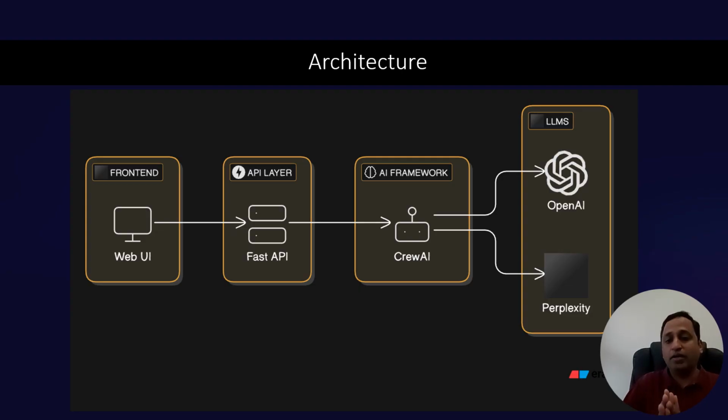Now, coming back to the architecture, it's kind of simple. You have a web UI, which passes the prompt or the request to the API layer, which is a FastAPI layer. This API layer invokes CrewAI, kicking off the CrewAI. CrewAI behind the scenes uses the OpenAI GPT-4 model and the Perplexity API. As I told, the Perplexity API is used for all the company research and market trends analysis, and OpenAI is used for summarizing and creating outreach emails.